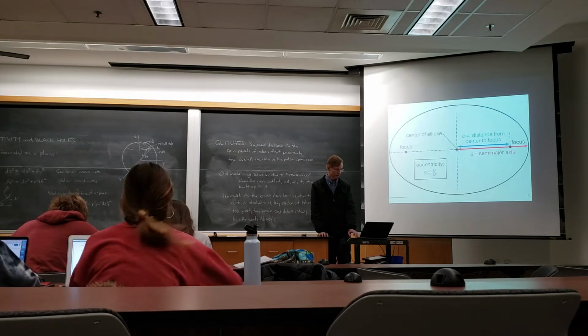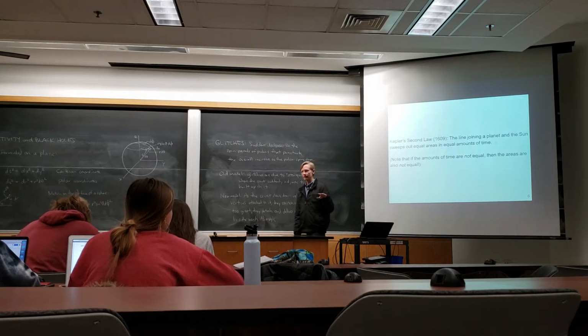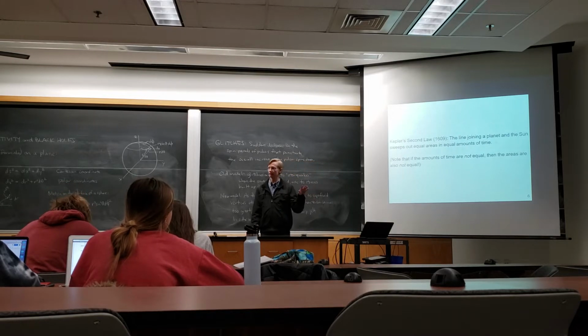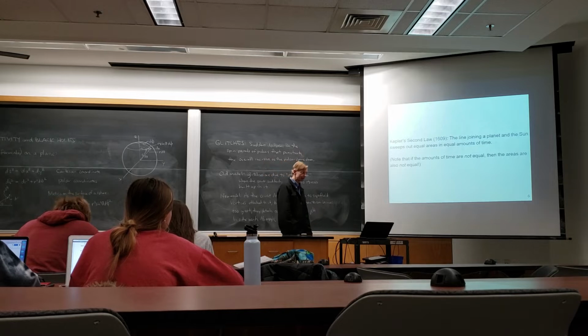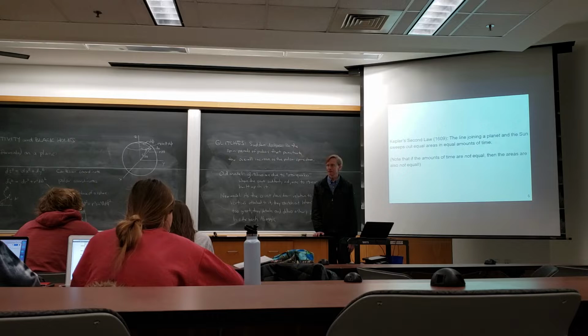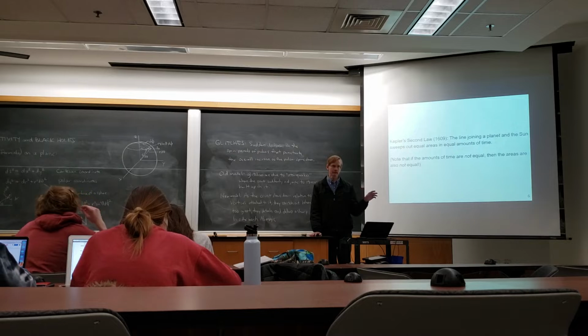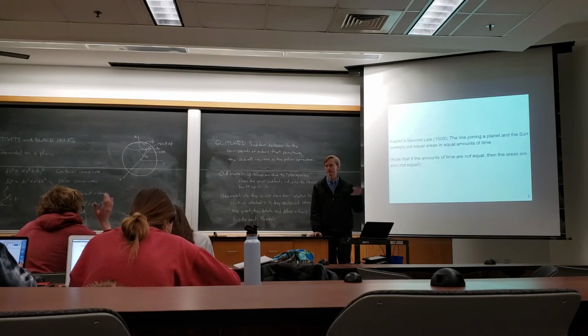The second law is the one that says the line from the planet to the sun sweeps out equal areas in equal amounts of time. And I always like to emphasize that if the areas are not equal, then the times are not equal, and vice versa. So it has to be equal. If the times are equal, the areas are equal. If the areas are equal, the times are equal.